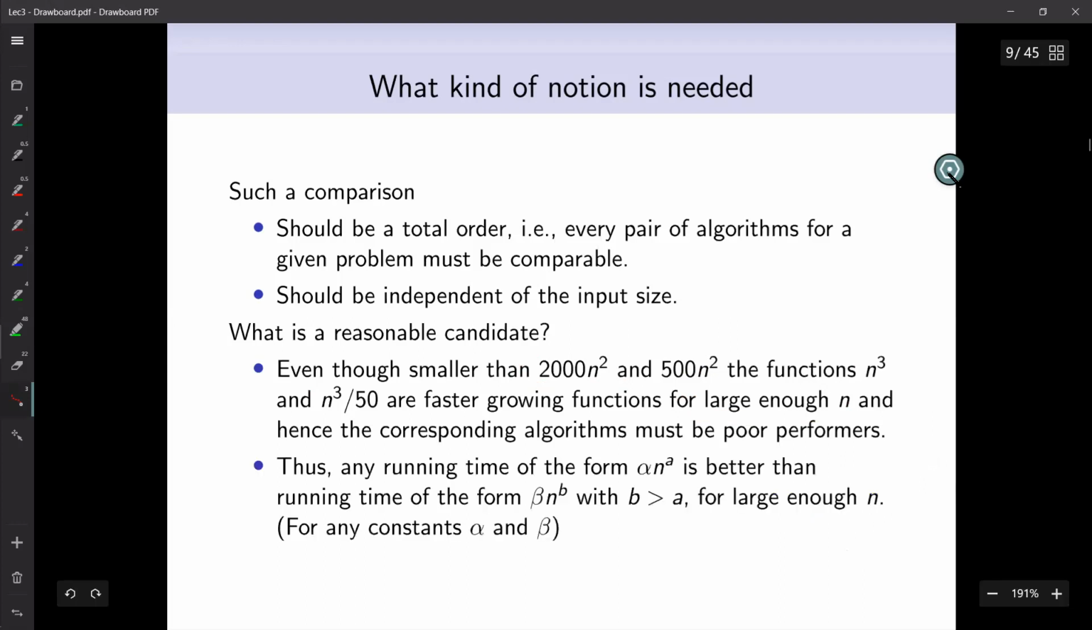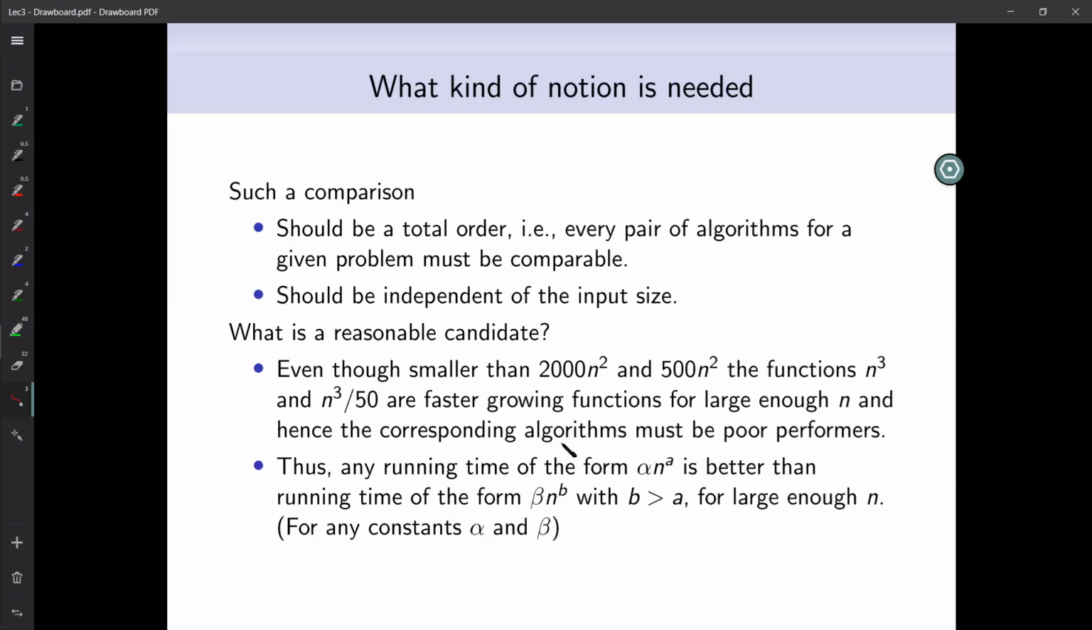Put a bit more abstractly, any running time of the form alpha n to the a, where alpha and a are constants, is better than a running time of the form beta times n to the b with b greater than a. It really does not matter what alpha and beta are. Alpha could be 1000, whereas beta is say 0.5 or 0.1 or 0.00001. But as n grows, this is going to dominate; in other words, this algorithm will eventually perform far better than that algorithm.